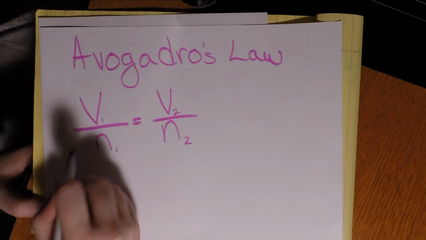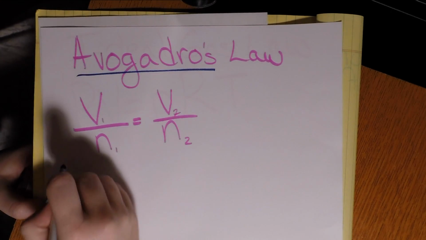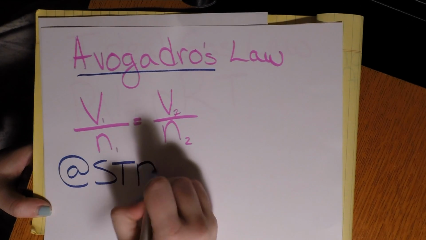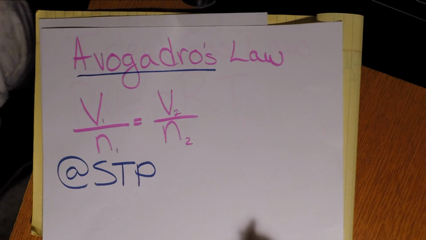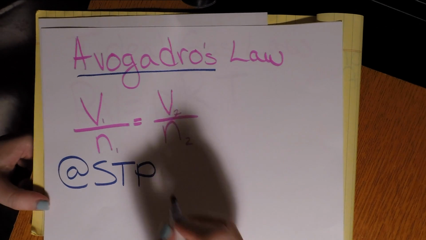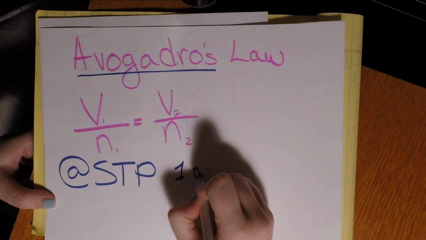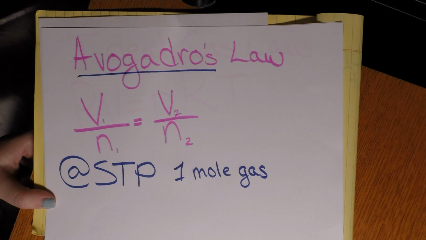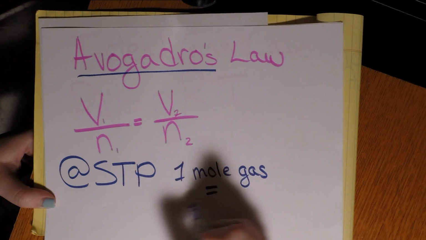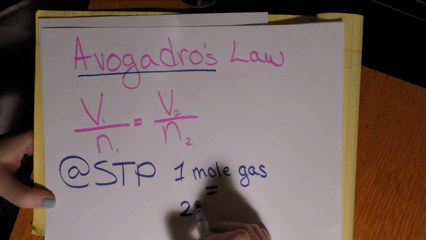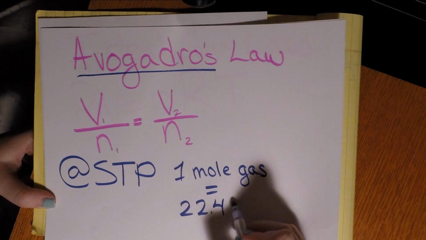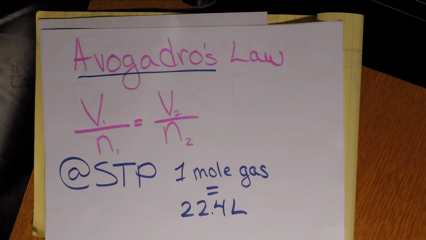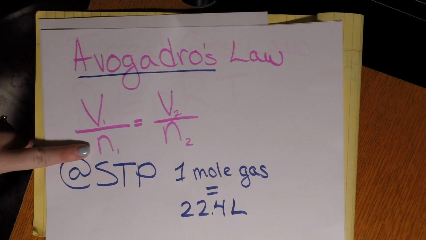We know based on Avogadro's research that at standard temperature and pressure, which we call STP, which we will learn about later in this video, 1 mole of gas will take up the volume of 22.4 liters. Okay? So this law is basically the relationship between volume and moles.